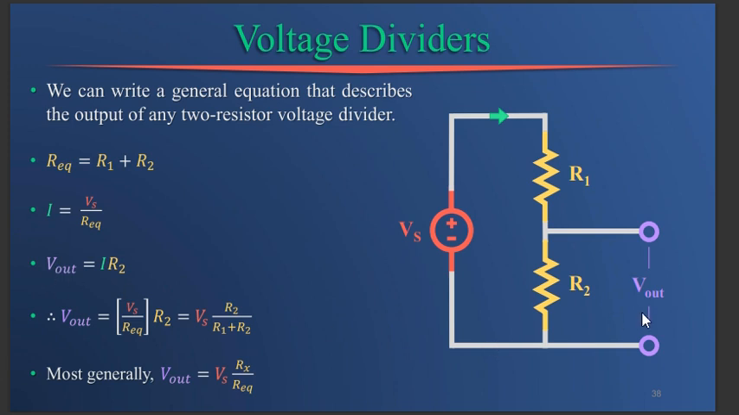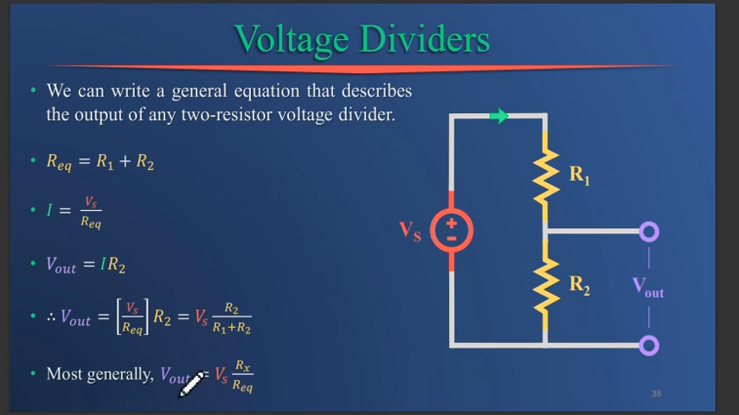So the V out, which is this, we can always say that V out is I times R2. So generally, we can say that V out is equivalent to Vs over R equivalent, our total resistance, multiplied by R2. Therefore, our Vs over R equivalent is Vs over R1 plus R2.